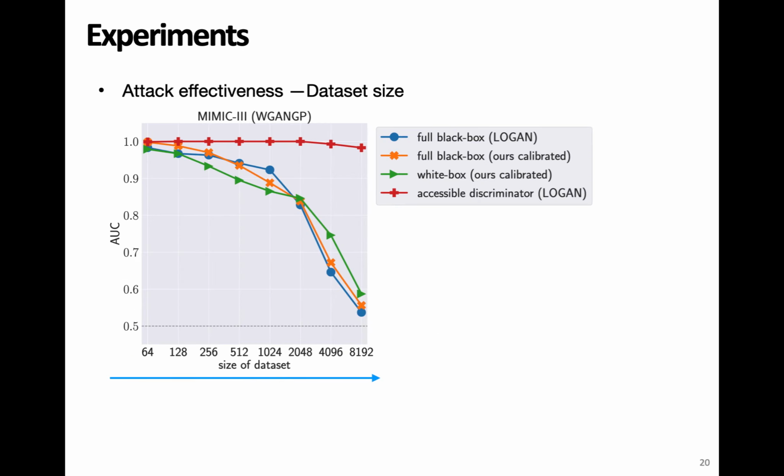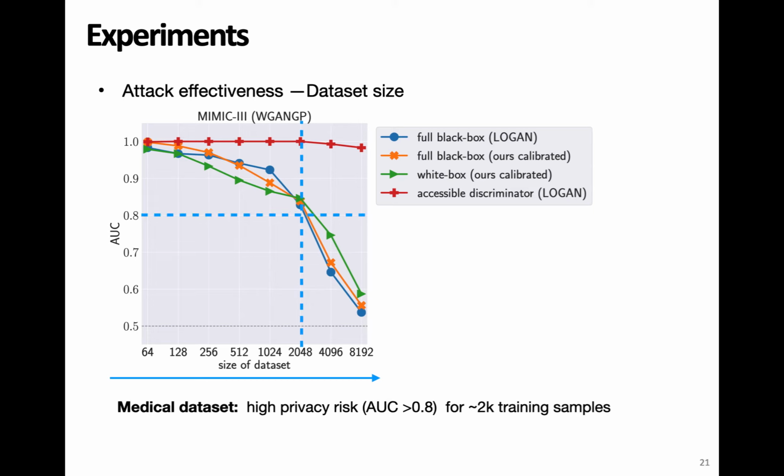Here we demonstrate results on medical dataset when we change the size of the training set. We would like to highlight that the attack is highly effective when the training set is not sufficiently large. This indicates extremely high privacy risk when applying GANs on medical dataset, which typically has very limited samples.